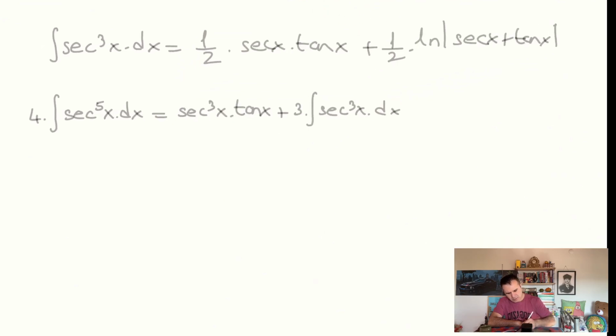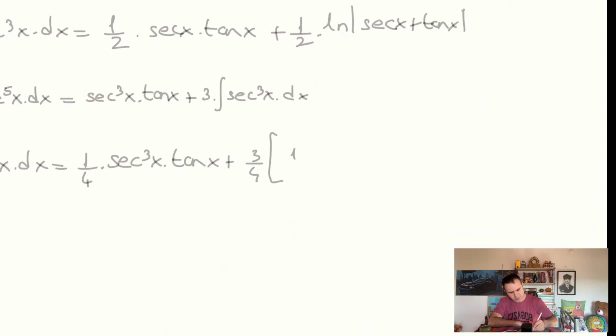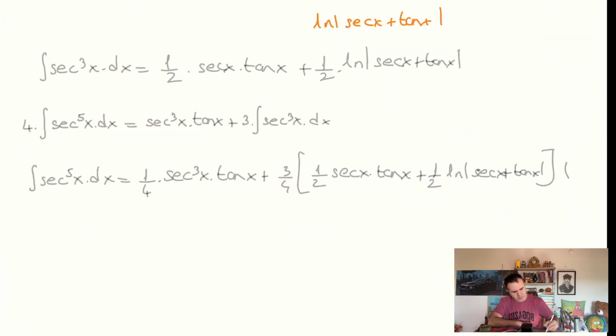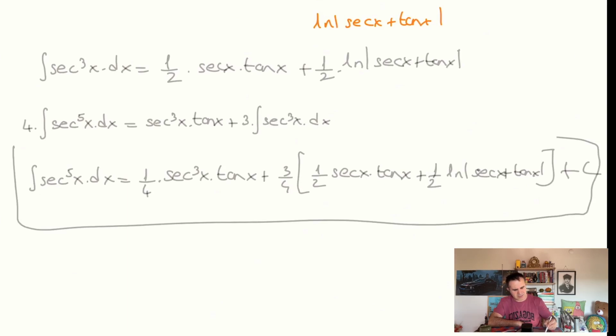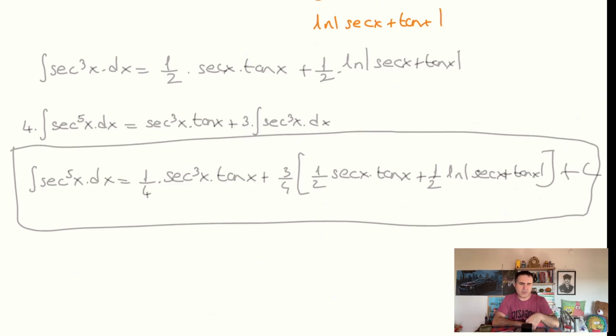Then the integral of sec to the power of 5x dx will be equal to 1 over 4 times sec cube x tangent x plus 3 over 4 times the integral of sec cube x. Sec cube x integral was 1 over 2 times sec x tangent x plus 1 over 2 times ln absolute value of sec x plus tangent x, and plus a constant c, since the integral is an indefinite integral. So the integral of sec to the power of 5x is this.